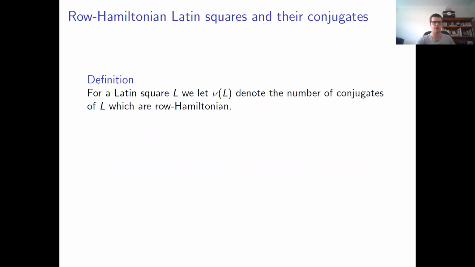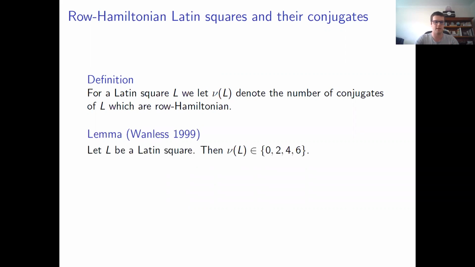Another definition: for a Latin square L, we let nu of L be the number of conjugates of L which are row Hamiltonian. And for a family of Latin squares where each Latin square in the family has the same value of nu, say nu equals c, we'll say that that family has nu equals c. Because each Latin square has 6 conjugates, we know that nu is an integer between 0 and 6. And this lemma of Wanless tells us that, in fact, nu actually has to be even. Latin squares whose conjugates are all row Hamiltonian are of particular interest. We call these Latin squares atomic.